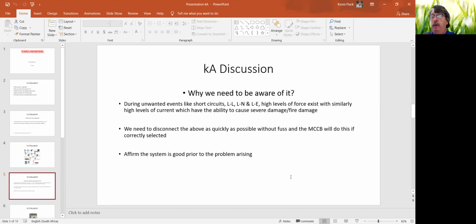So why do we need to be aware of this type of thing? Like we've alluded to, there are short circuits between phase and phase, phase and earth, and phase and neutral, and there are tremendous forces. These are mechanical forces, and the risk of fire with short circuits and arc faults occurring. If they're not disconnected in time, they could have a huge material effect: fires, businesses burning down, houses burning down, etc.